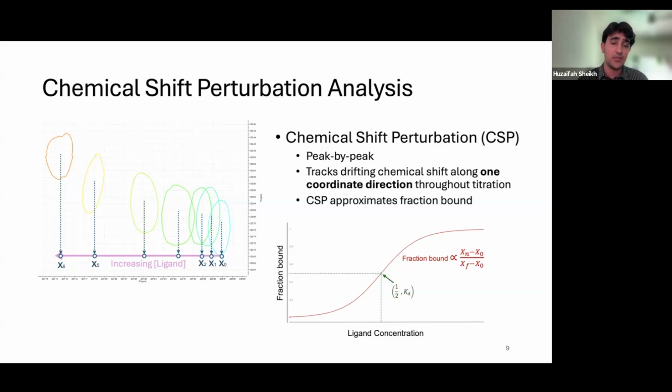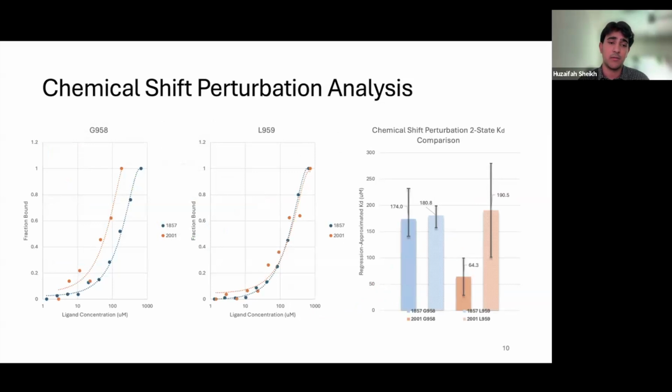However, one of the drawbacks is that it might not recognize higher order binding kinetics, which is a problem we came across because we hypothesized that drug A was almost 10 times better than drug B. And so we expected there to be more movement, but we didn't see that. So we hypothesized that perhaps it was a higher order binding kinetic, and so we proceeded forward with a different form of analysis.